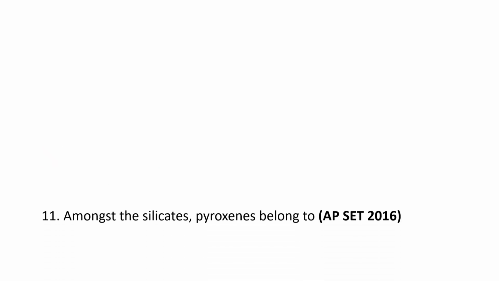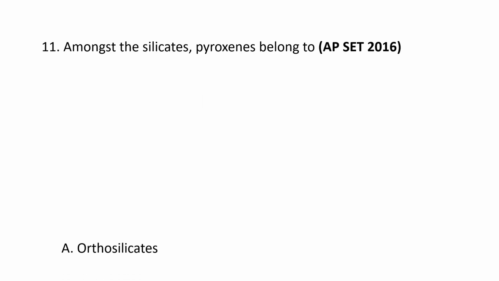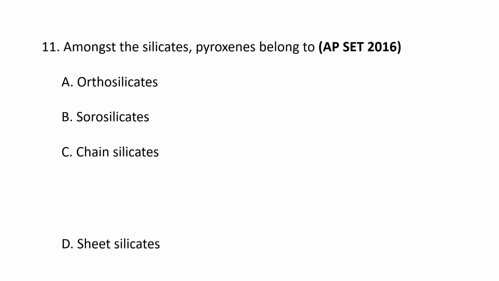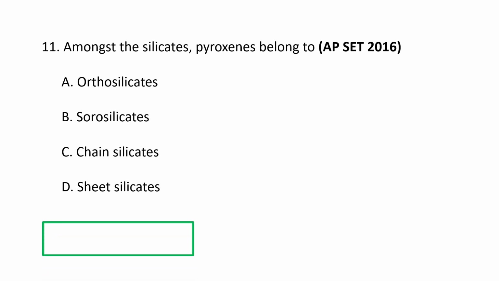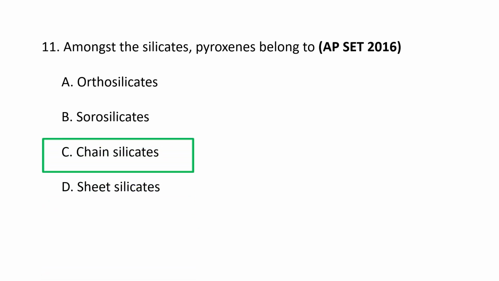Next question. Among the silicates, pyroxenes belong to A. Orthosilicates, B. Sorosilicates, C. Chain silicates, and D. Sheet silicates. So pyroxenes belong to chain silicates.